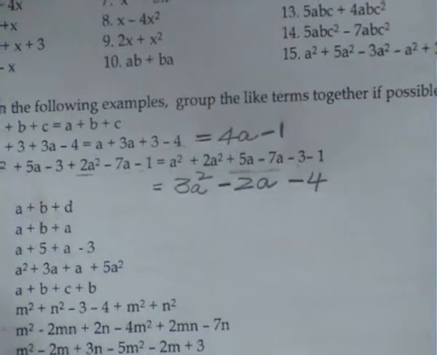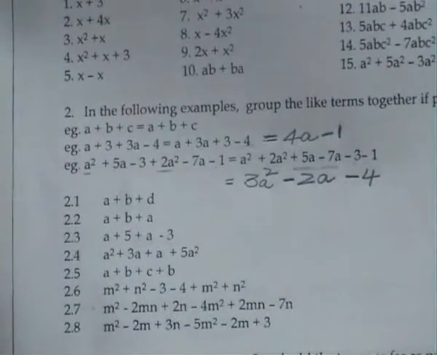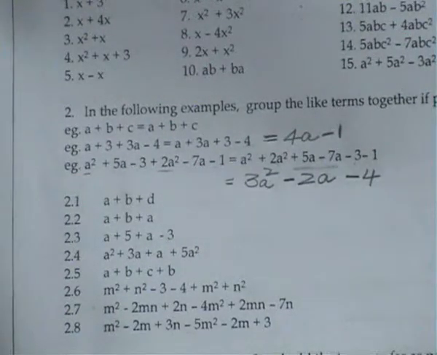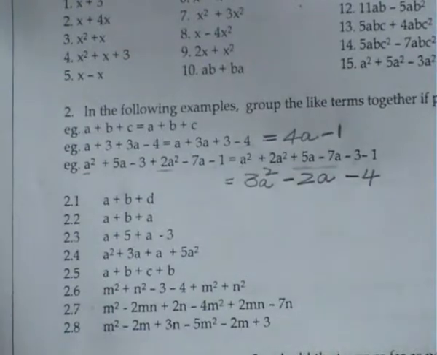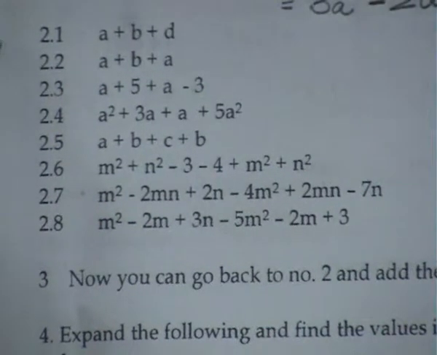So the next exercise you get to do, you will have to group the like terms together. In other words, write the like terms next to one another and then add. Alright. So let's explain the examples to you and then you can try them. Alright, so here's an exercise for you to do now. You must write the like terms next to one another and then add.